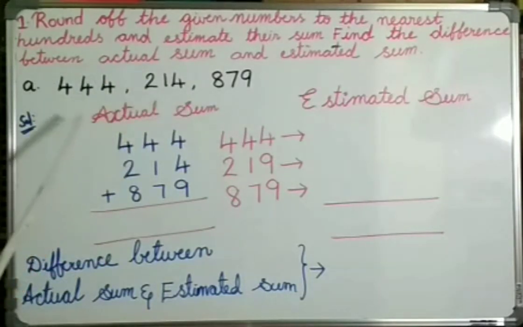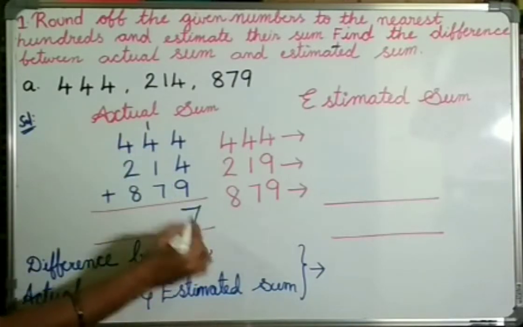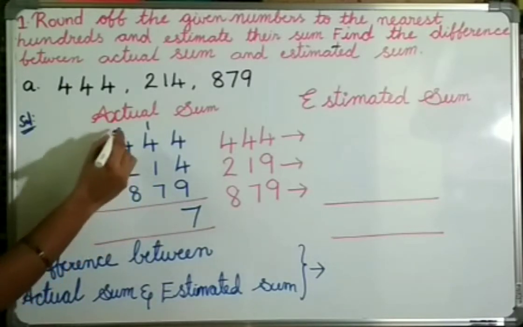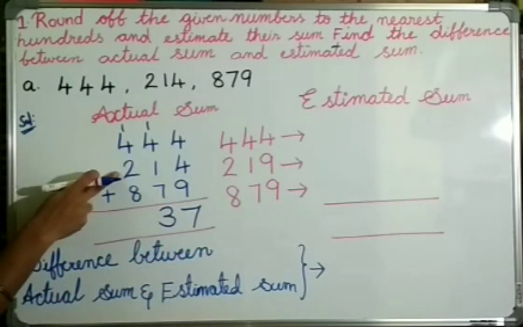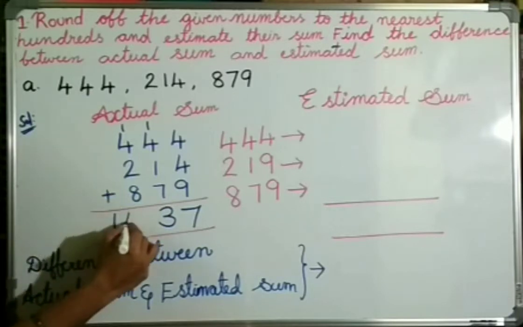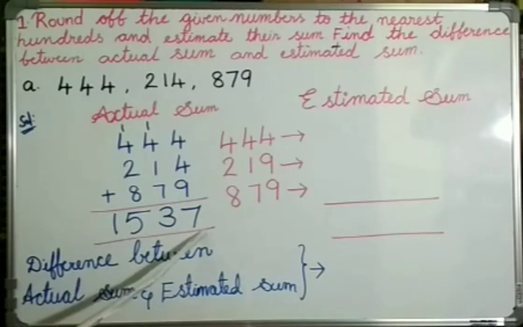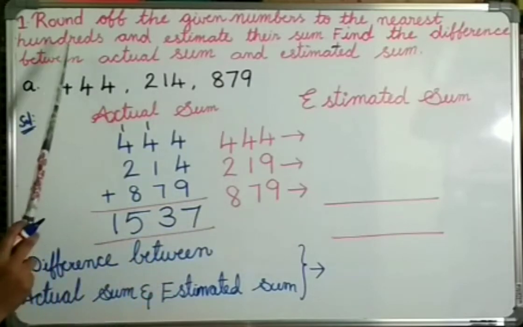Now, actual sum: 444, 214, 879. We have to add the numbers, that is 4 plus 4 is 8, 8 plus 9 is 17, 7 and carry 1. 1 plus 4 is 5, 5 plus 1 is 6, 6 plus 7 is 13. 1 plus 4 is 5, 5 plus 2 is 7, 7 plus 8 is 15. So the actual sum is equal to 1537. So let us estimate the sum to the nearest hundreds.